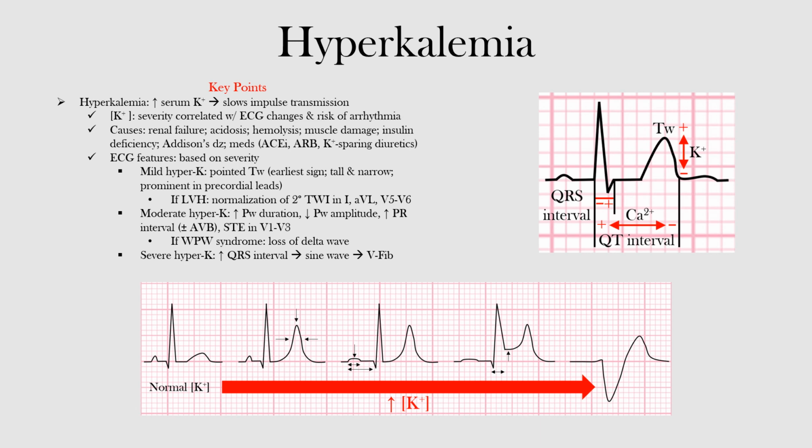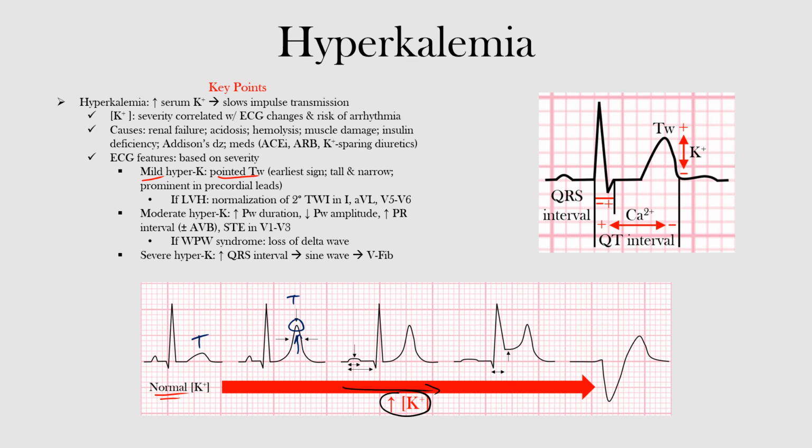So if you look here, you can follow along. We're looking now at the mild hyperkalemia, and we see these pointed T waves. The earliest sign, you'll see these tall, narrow T waves that are most prominent in the precordial leads. So here, this is normal potassium levels. We see our normal complex, and as our potassium levels increase, we'll see how the changes affect it. The earliest one we see is these pointed T waves. Here's our normal T wave. You can see the increase in our T waves, and they become pointed at the top. So those are called pointed T waves.